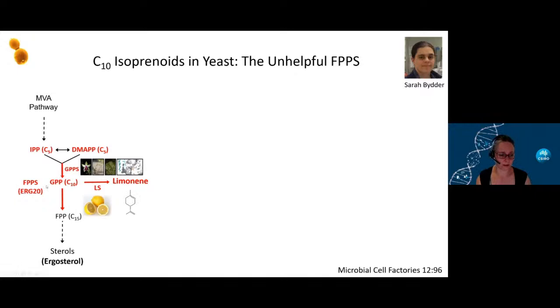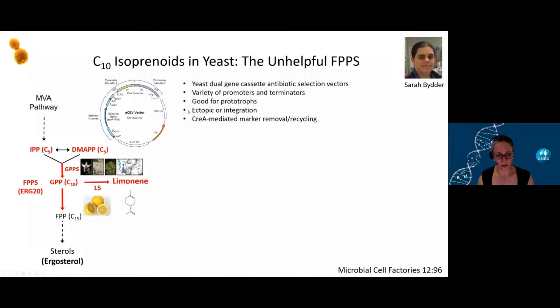So we developed a whole lot of different vectors that we used to do these experiments, because we needed to be testing a number of genes in parallel. I won't go into detail around these, but suffice to mention, if you're working with yeast and you're interested in using antibiotic selection vectors instead of auxotrophies, then there's a whole set of these available at Addgene.